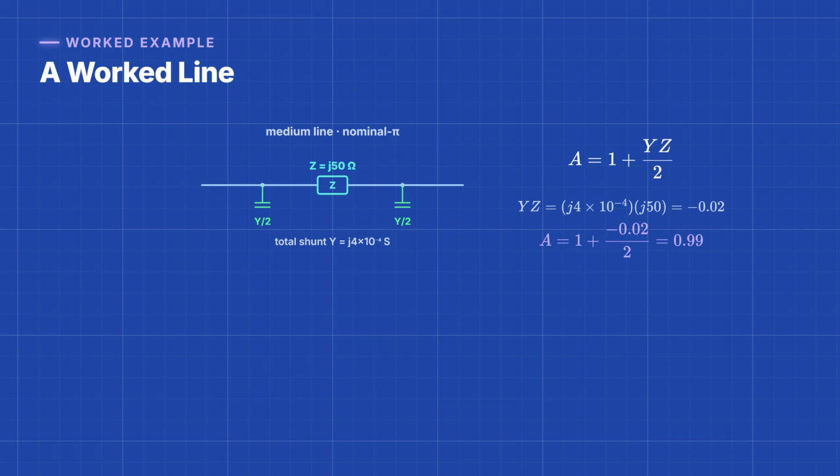The product of Y and Z is minus 0.02. Half of that is minus 0.01. So A is 1 minus 0.01, which is 0.99. Notice, it is just under 1. That single fact is about to matter a lot.